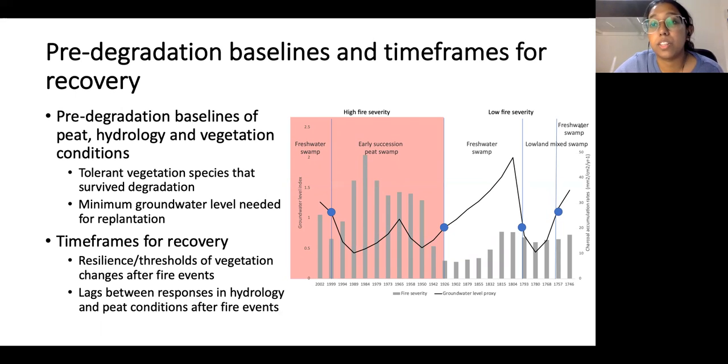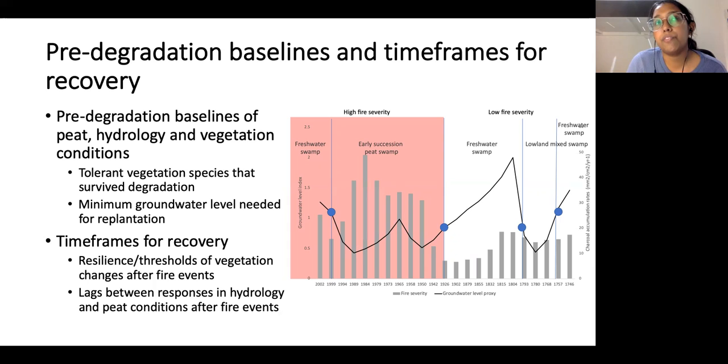So these are important information that we can use for our restoration. And in addition to that, they also tell me about the time frame of the recovery of the different species. What are the lags for freshwater swamp to come back after fluctuating groundwater level conditions, and what are the thresholds that we see here that we can use as well. So these are really important information. This is really a preliminary study, so I only went back up to 1700 here.